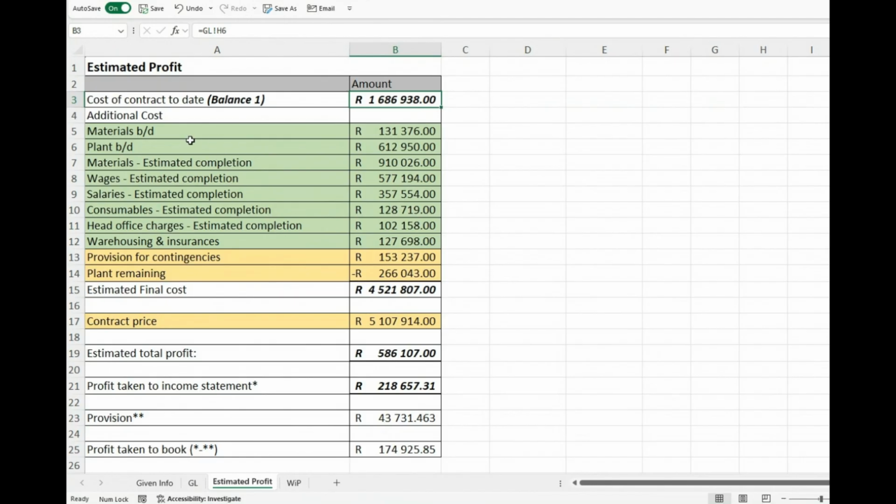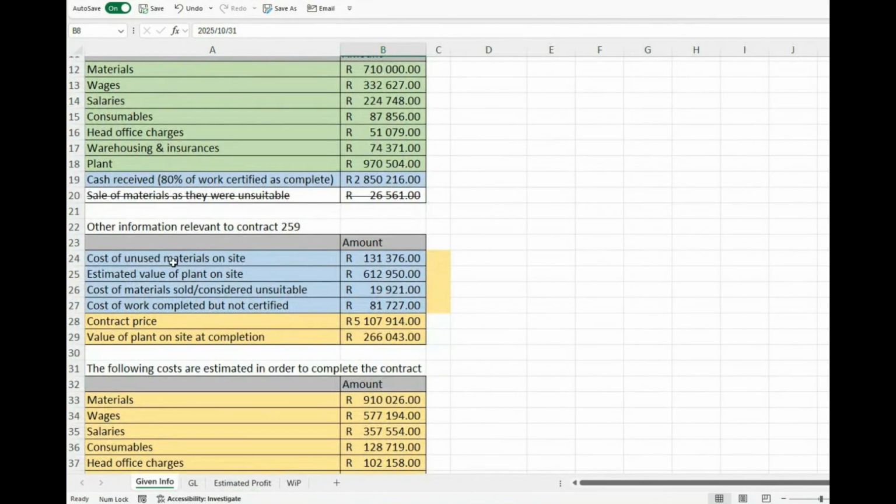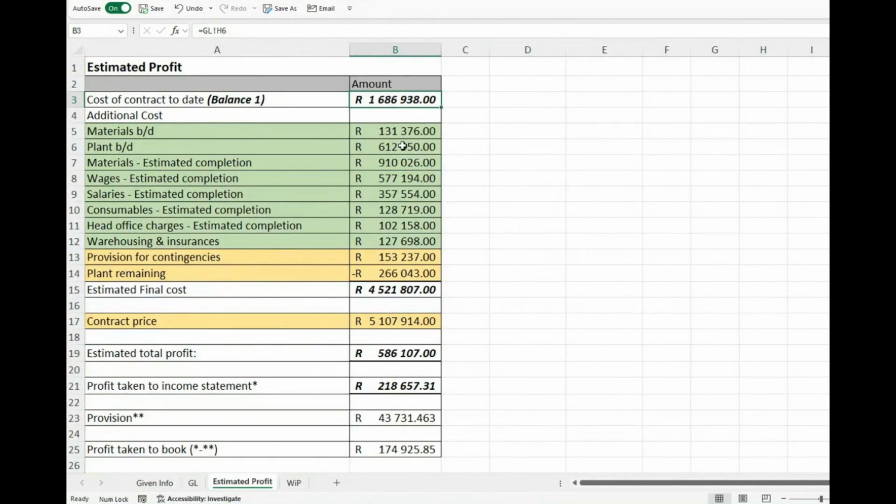And the additional costs are the materials that's brought down, the plant that's brought down. Where do I get those amounts from? Okay. It is given here. The cost of the unused material, the estimated value, all of those things we put in our estimated profit when we are calculating our estimated profit. We're also including the estimated. So these are the two that's brought down. Why? Because it actually still has value. Okay, so we bring them down, and then now we're looking at all those other estimations.